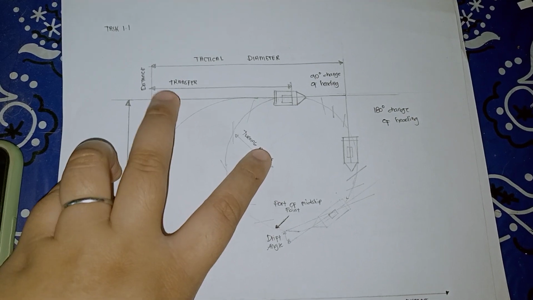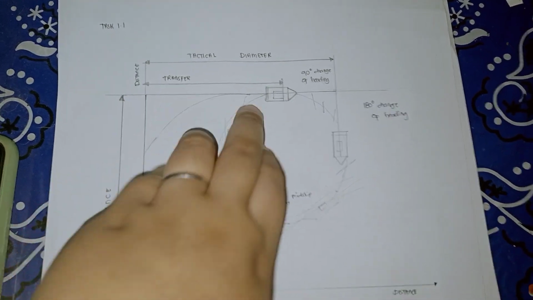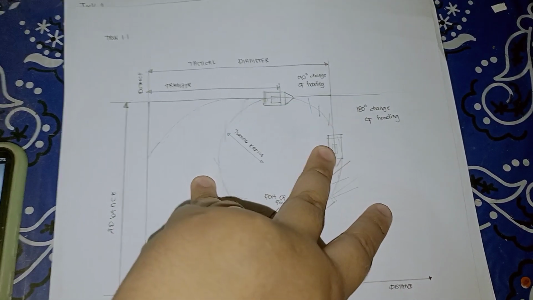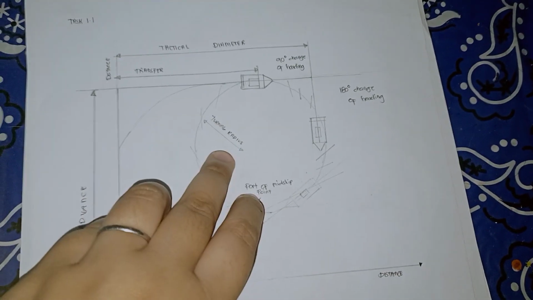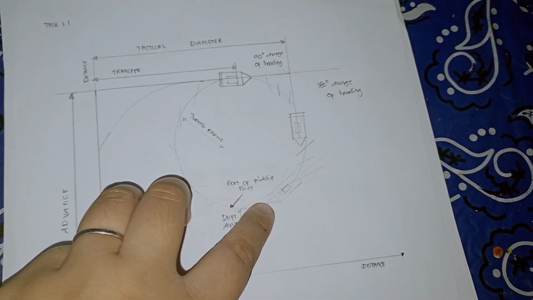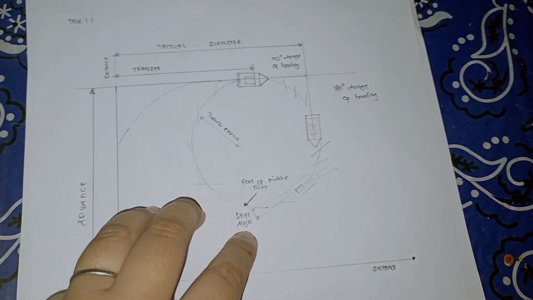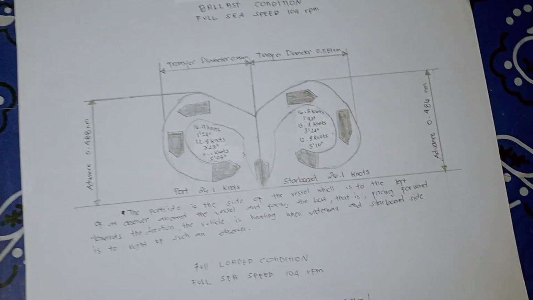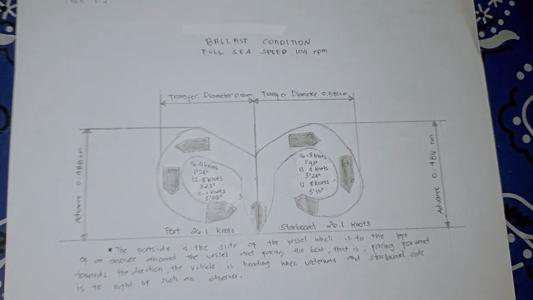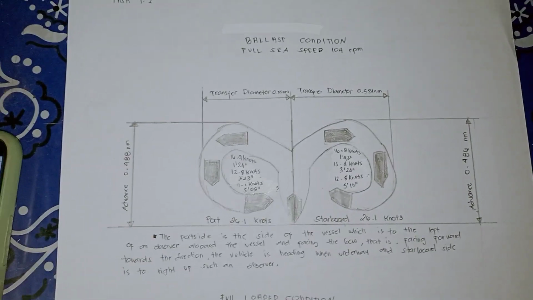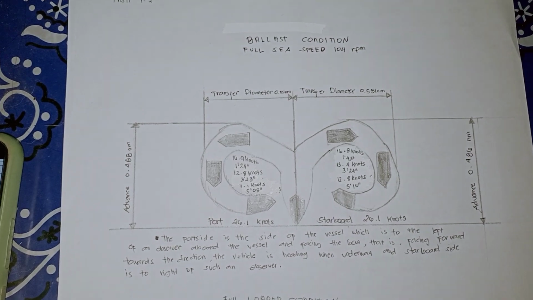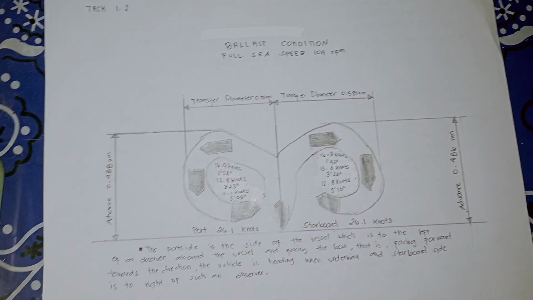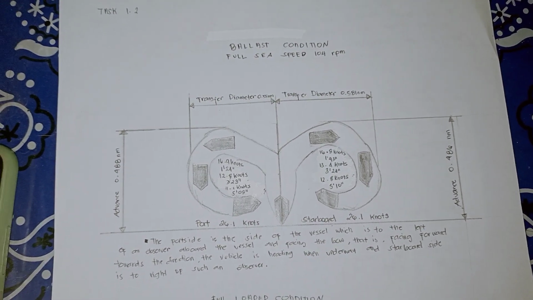So we have tactical diameter, our distance transfer, 90-degree change of heading. We have 180-degree change of heading. For our turning radius, fourth of midship point, we have our drift angle and our advance. For our task number 1.2, we have to discuss by comparing the difference of its turning circle parts between turning to port side and turning to starboard side, and ballast condition and full loaded condition.